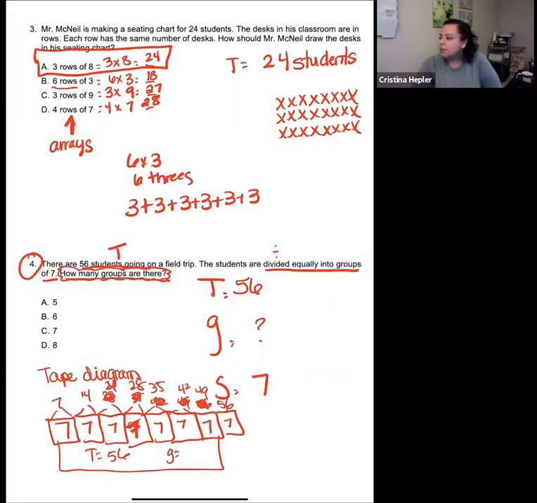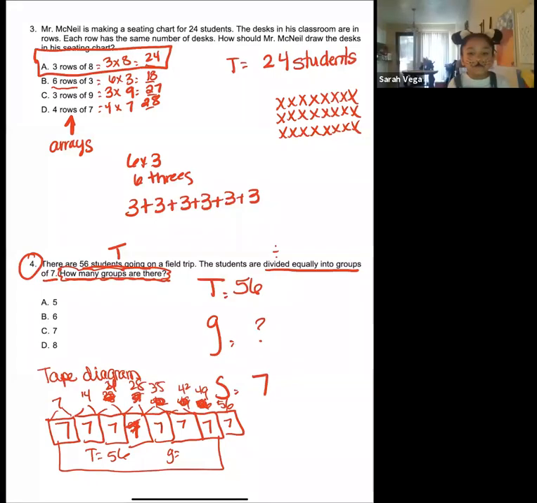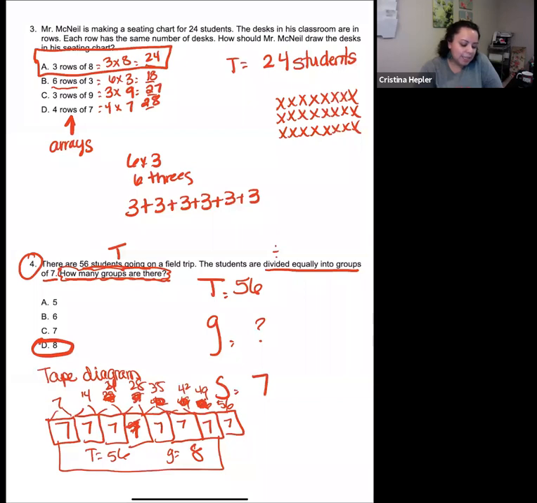How many groups did we need to make? 8. 8 groups. So my answer would have been D. D. 56 divided by 7 gives me 8.